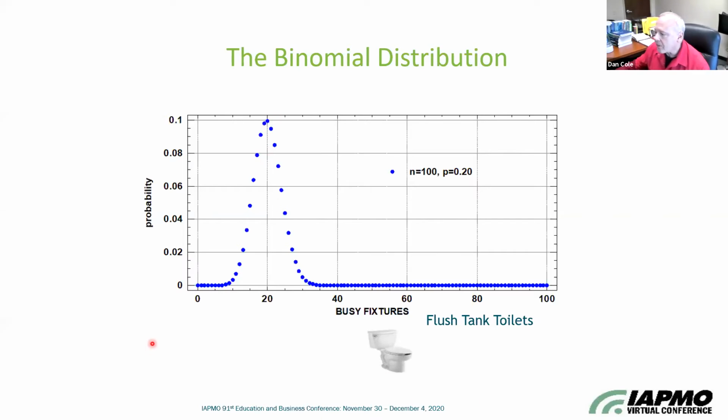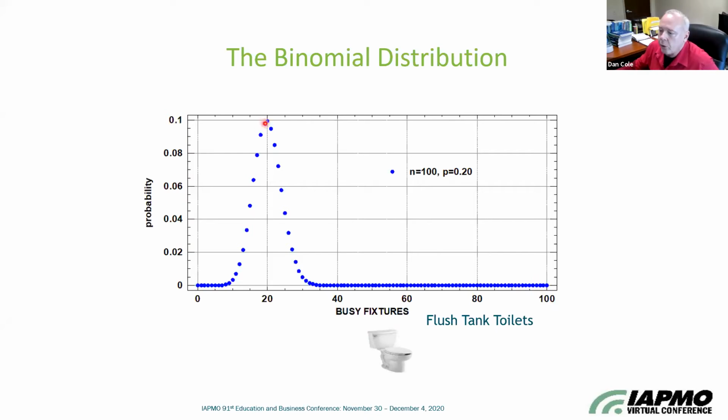The x-axis is the n value, which is the total number of fixtures, and here it's 100. In this example, it's 100 fixtures. And the y-axis is the probability distribution. So what does this show us?